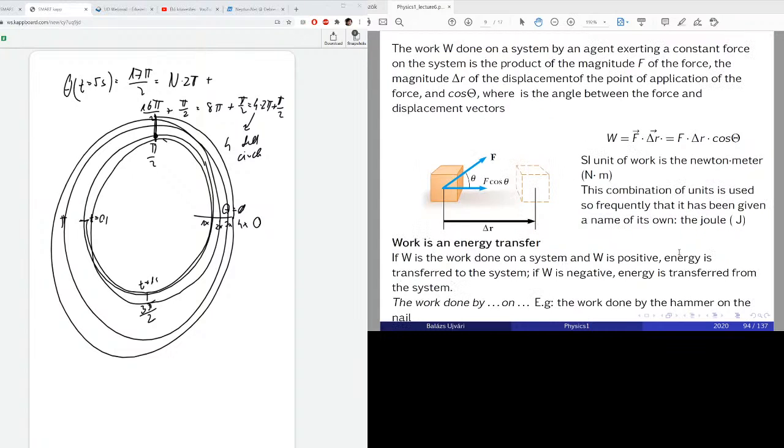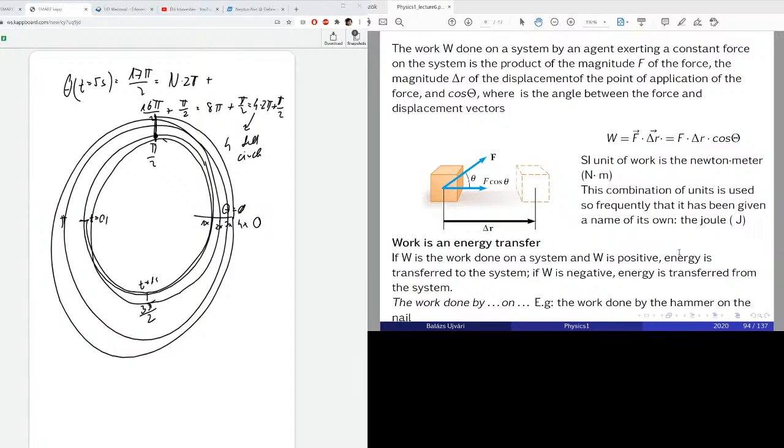Why is it important? Because if we want to talk about work, the work, technically the capital W, is done on a system by a constant or not constant force by the environment. How does it look like? So for example, here you have this box and there is an external force F. The work is the scalar product of the vector F times the displacement.